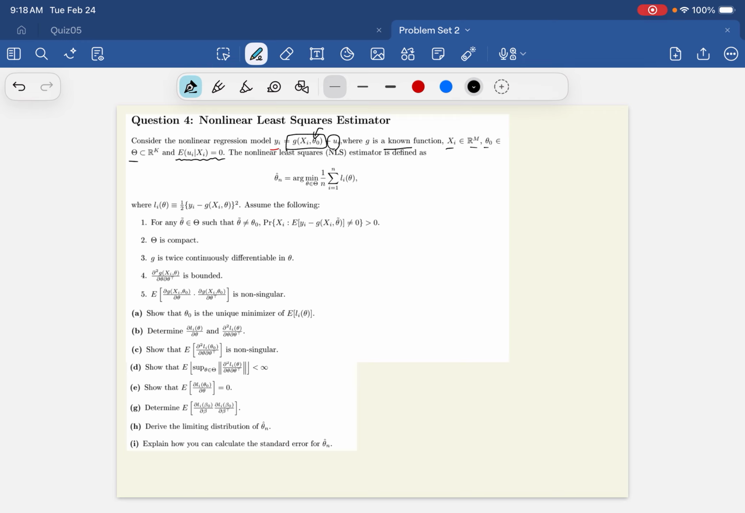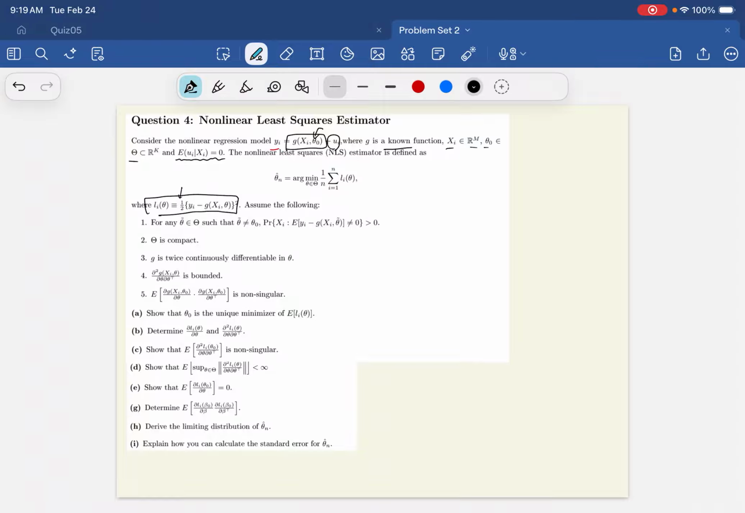Okay, and then we are going to estimate the parameter theta by minimizing this. So this is basically the same as the least squares, or LS type estimator, just minimizing the residual. And of course I multiplied by 1 over 2 to simplify the algebra later. And I'm going to make these 5 assumptions.